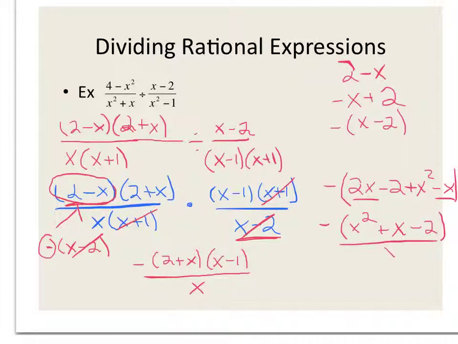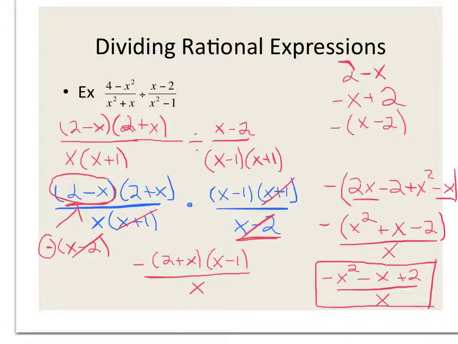And that's all over x. And then distributing that minus sign gets me a negative x squared minus x plus 2 all over x. And that is our solution.